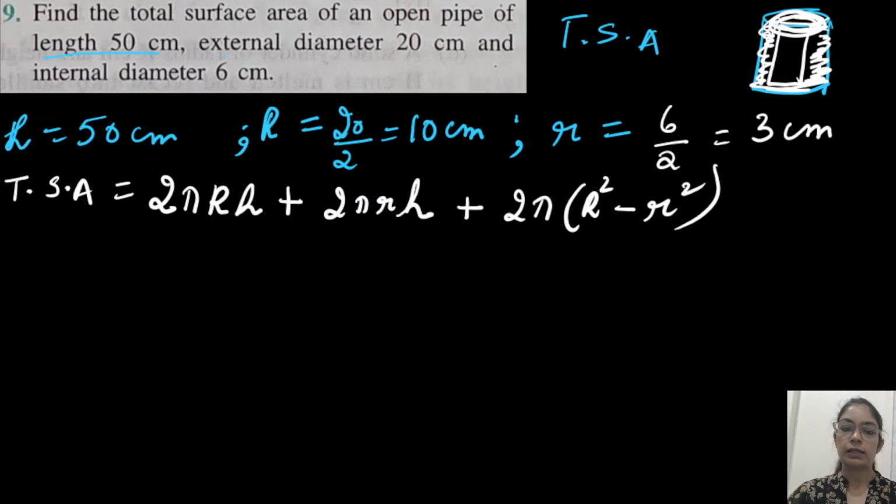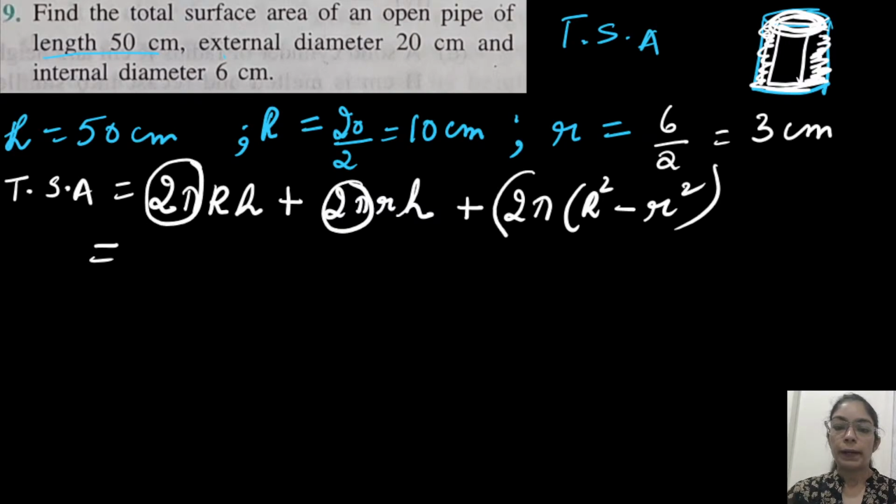Now if anything can be taken out common, we can take it. So here we can take 2 pi common everywhere. See, 2 pi is there. Here also 2 pi is there. Here also 2 pi is there. So we can take 2 pi out common.